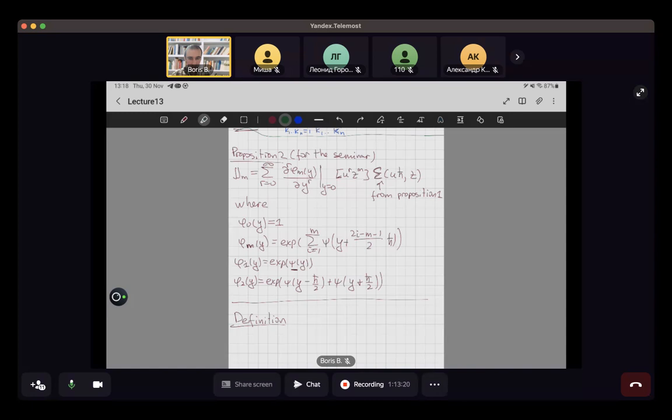So you see this is this part from this previous proposition. And what is this? This means taking the coefficient in front of the monomial u to the power r z to the power m in all that is written to the right.